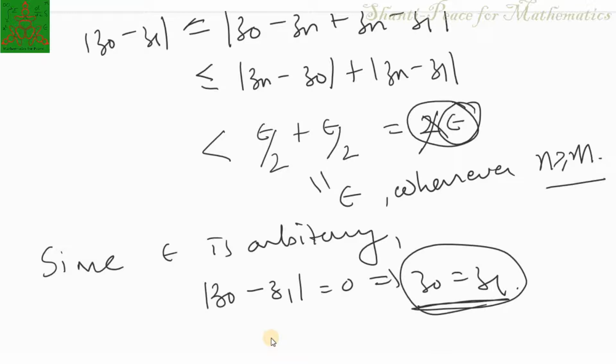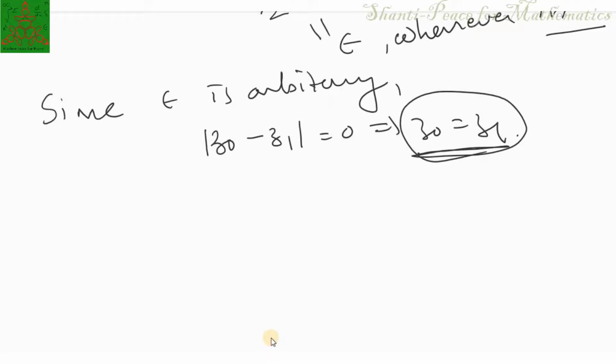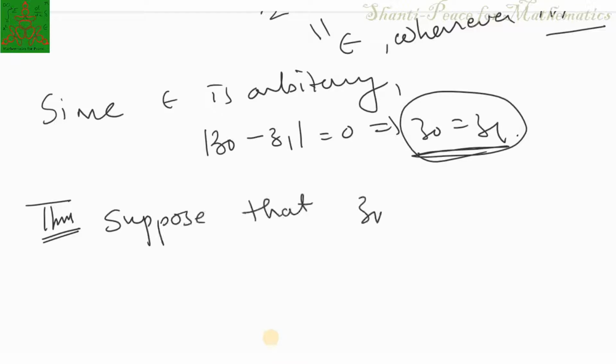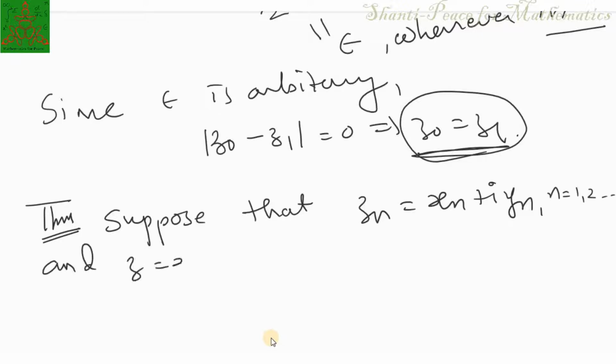So that means if a limit exists, it has to be unique. The second thing that we have next is a very important result, which I am stating as a theorem. Suppose that zn is equal to xn plus i yn for n equal to 1, 2, and so on, for every n, and z will be x plus i y.